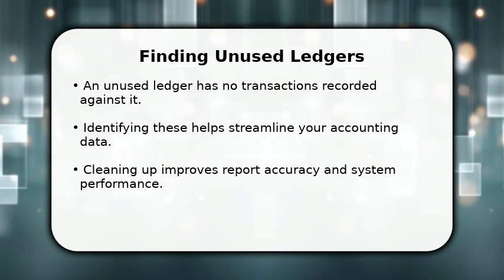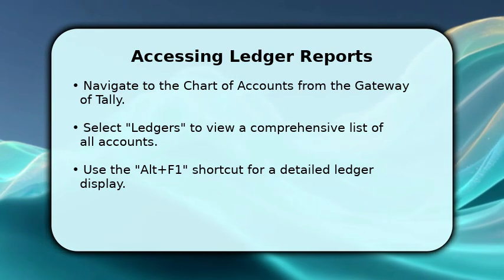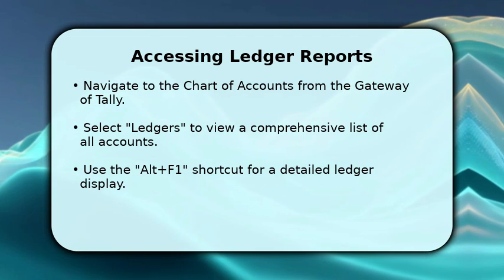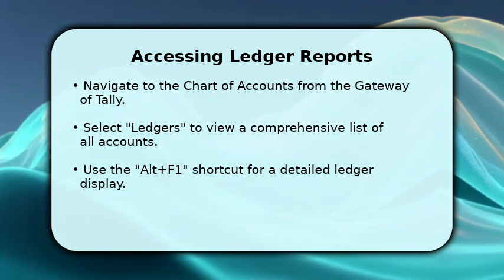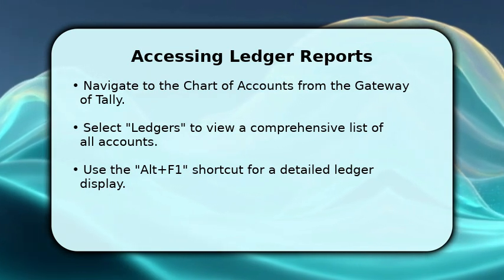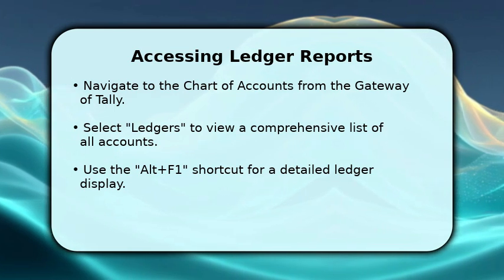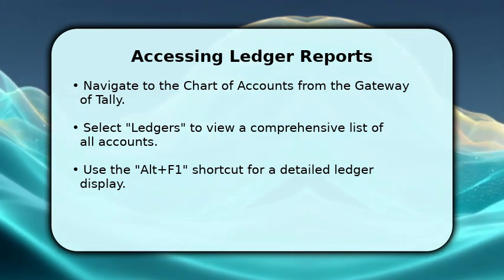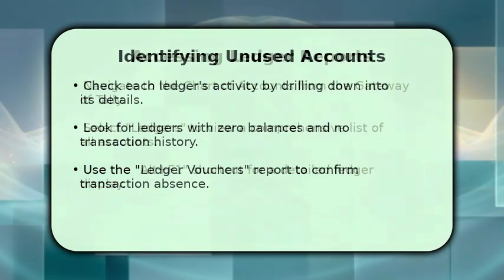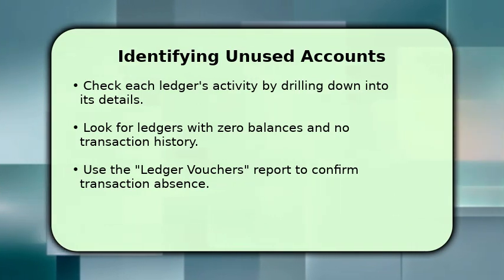Let's dive into the steps. To begin, open Tally Prime and go to the Gateway of Tally. From there, select Chart of Accounts and then choose Ledgers. This will display a complete list of all your created ledgers. For a more detailed view, press Alt plus F1 to expand the information. This initial step is vital for getting a full overview of your current ledger setup before you start identifying the unused ones. Now, to pinpoint unused ledgers, you'll need to examine each one individually.